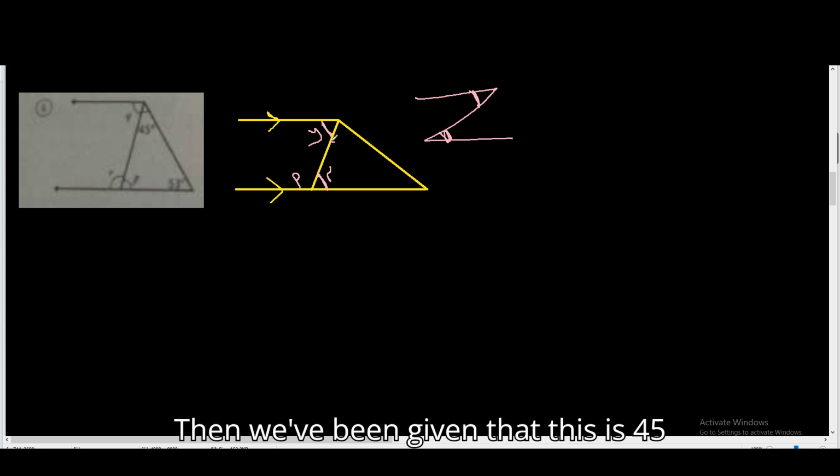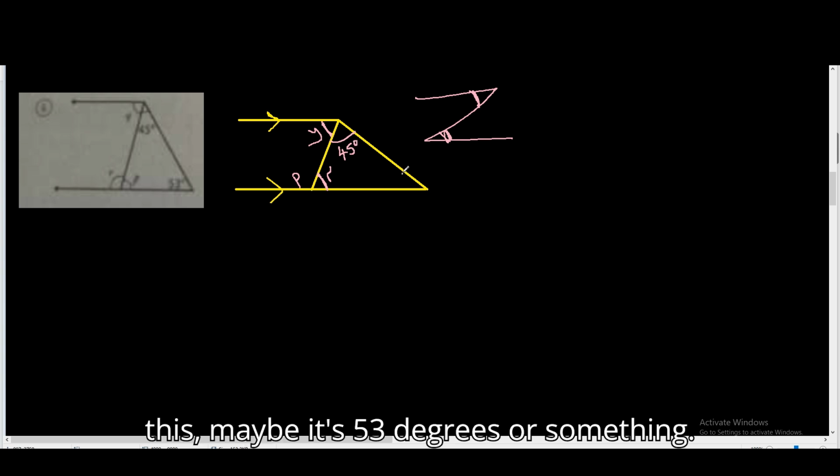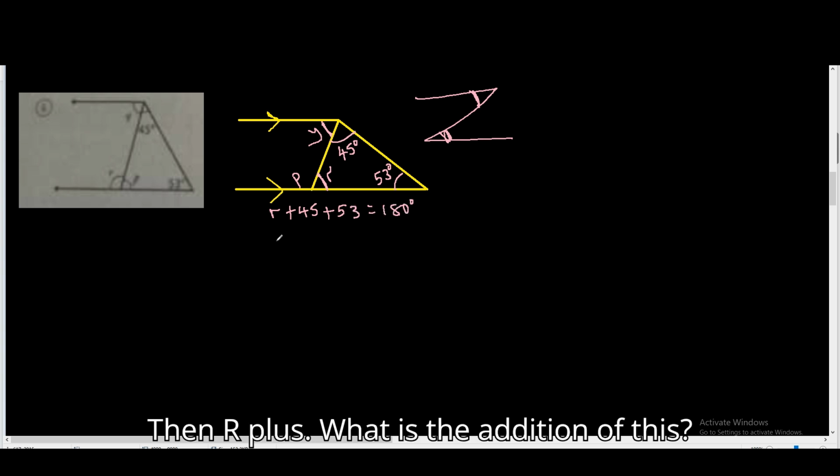Then we've been given that this is 45 degrees. We've also been given this, maybe it's 53 degrees or something. Then to find R, we can first find R because it's in a triangle. So we say R plus 45 plus 53 is 180 degrees. Then R plus, what is the addition of this?